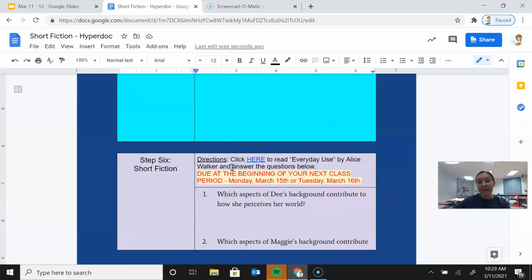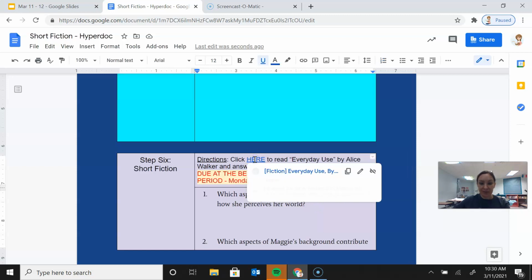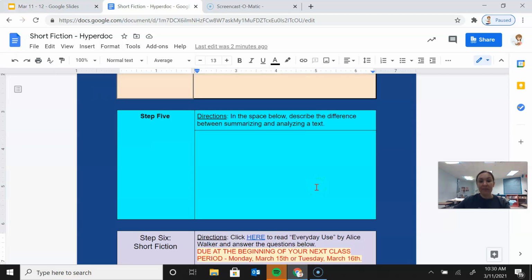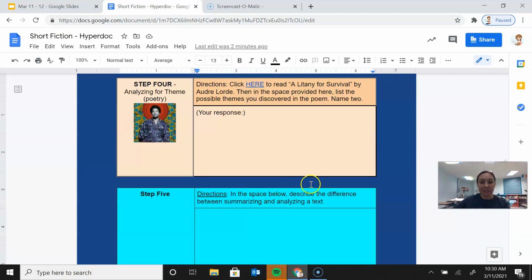But your homework over the weekend is to read Everyday Use by Alice Walker. So please make sure you read that. It is linked here. And if you want to, you can go ahead and answer these 2 questions, but there will also be time on Tuesday. So basically your only homework is to read Everyday Use, and if you want to, complete step 6. But we will start class next Tuesday. Sorry, I have my days kind of mixed up.